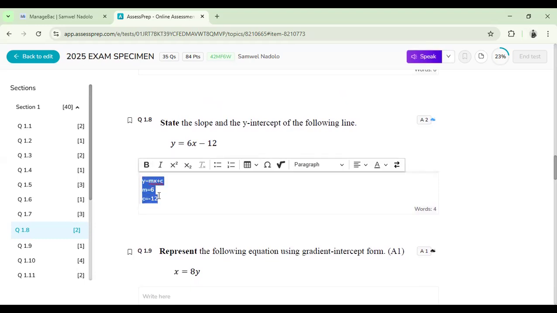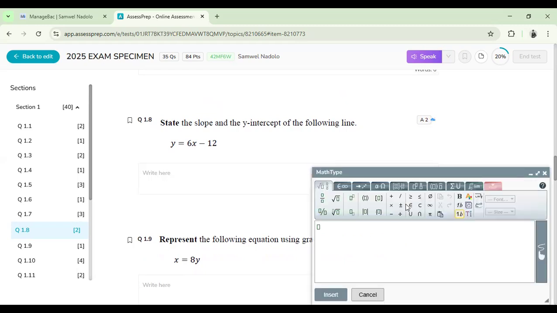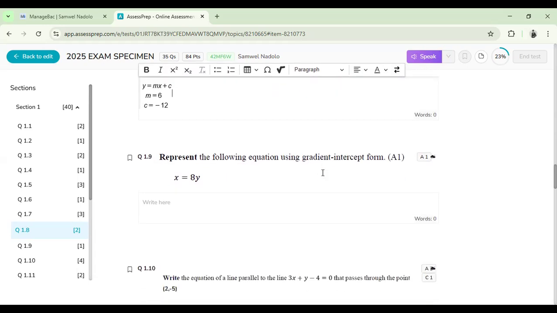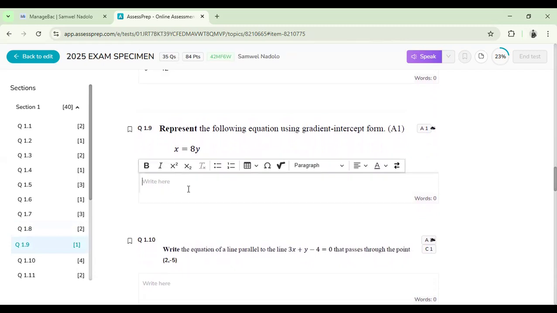People have noted I have written it. I can cut it and come and write this other side. It's not a must you write this other side, but it looks, let me call it mathematically or aesthetically good. All right, that's it. Represent the following equation using gradient intercept form.